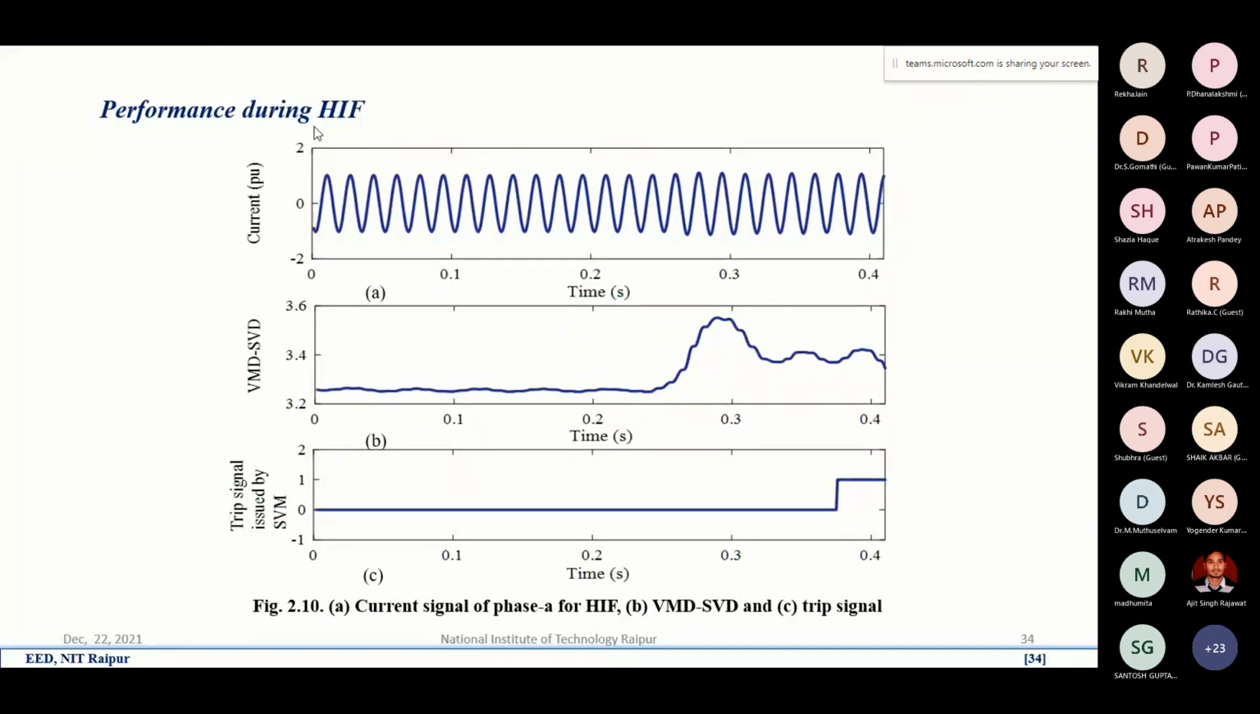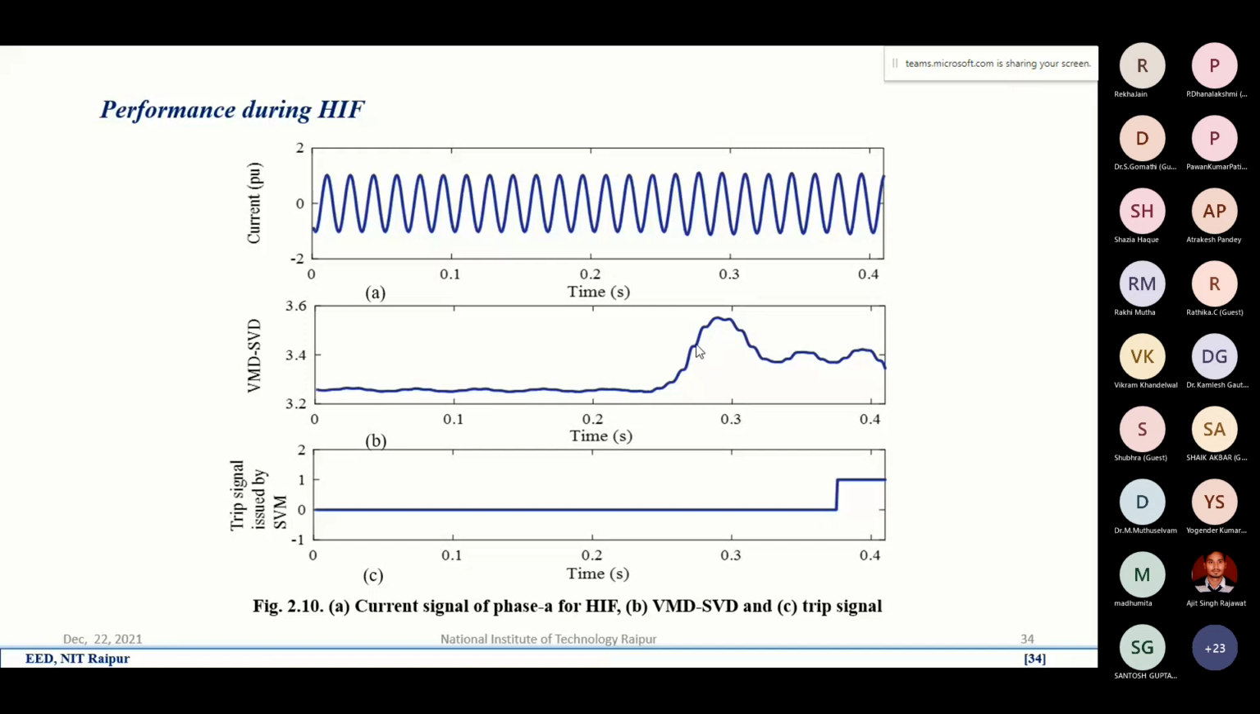Now coming to a high impedance fault, as I said, looking at the current signal, the operator cannot justify the presence of the HIF fault. You can see nobody can understand whether a fault is there or not only by looking at the current signal. But with the proposed signal processing technique based on VMD and SVD, you can see that up to this point the SVD signal is around 3.2 value. But at this instant, the fault has occurred, and after that its magnitude rises. So we can see that there is clear discrimination between the non-faulty and faulty parts.